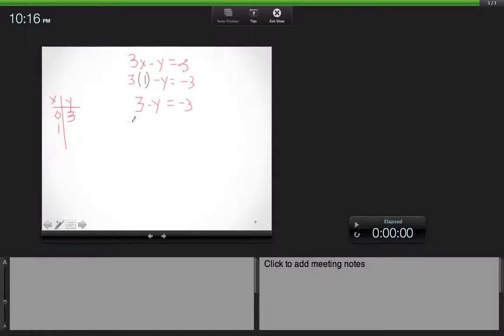And now I'm going to subtract 3 from both sides because I'm trying to solve for y. So those cancel out. 3 minus 3 is gone. So I have negative y is equal to -3 minus 3 is -6. But remember, this is like a -1 here. So to get y by itself, I need to divide both sides by -1.